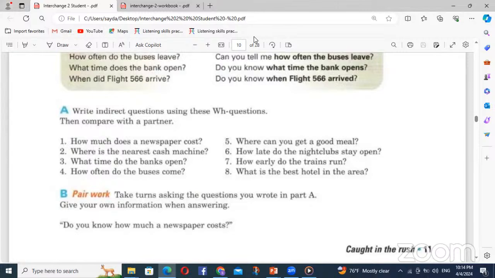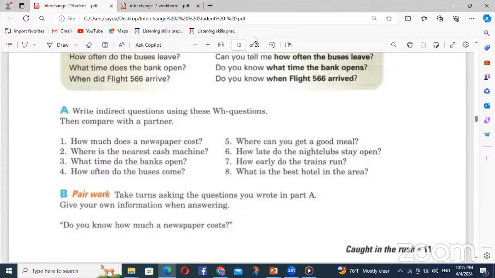Okay, let's answer them. Number 2. Could you tell me where the nearest cash machine is? Can you tell me where the nearest cash machine is? Is that right? Yes. Okay, fine.